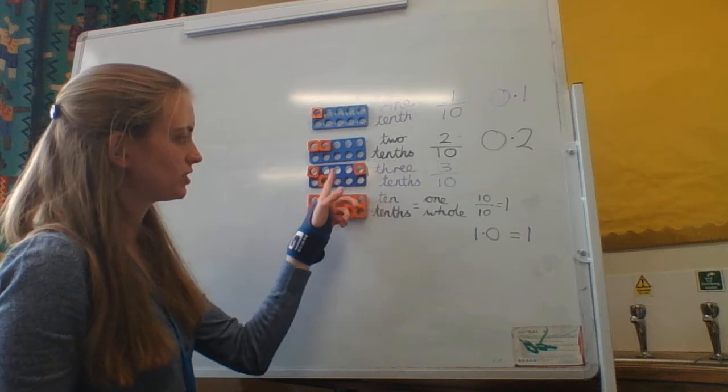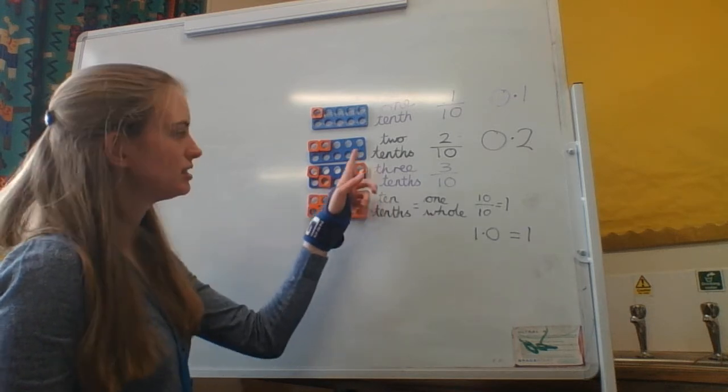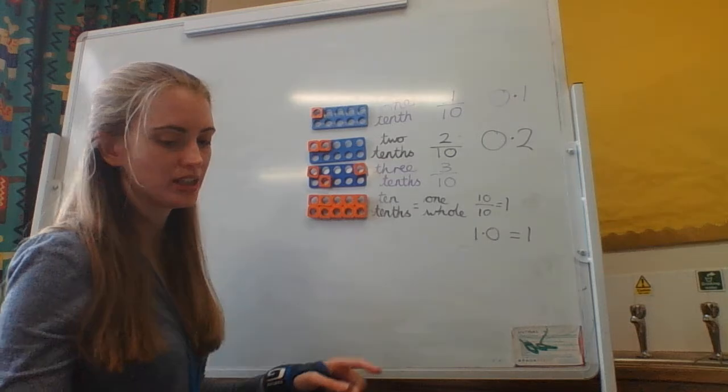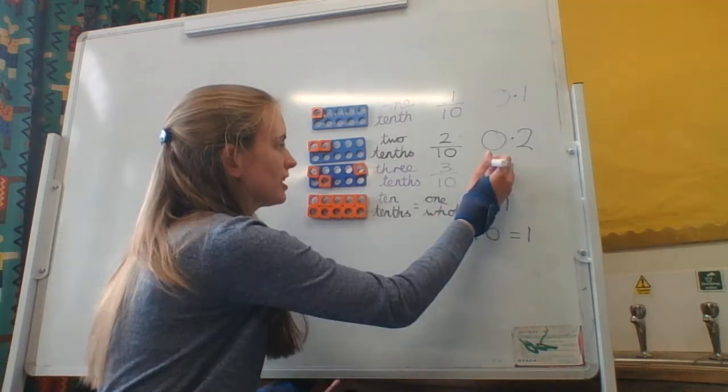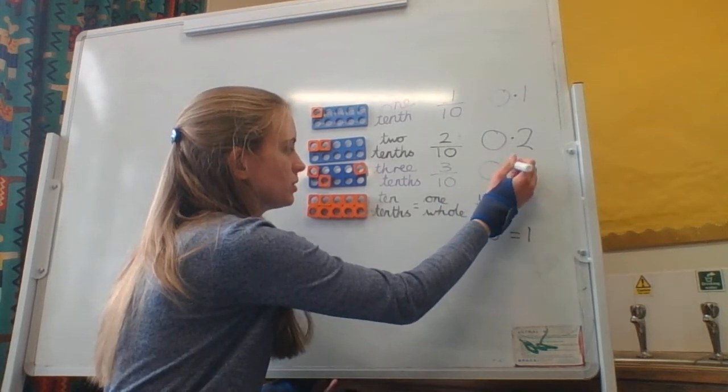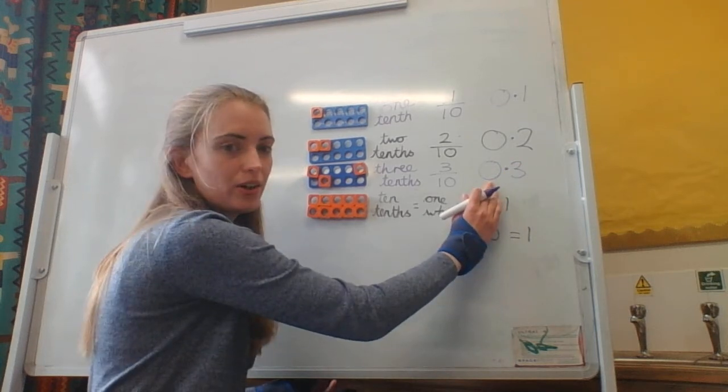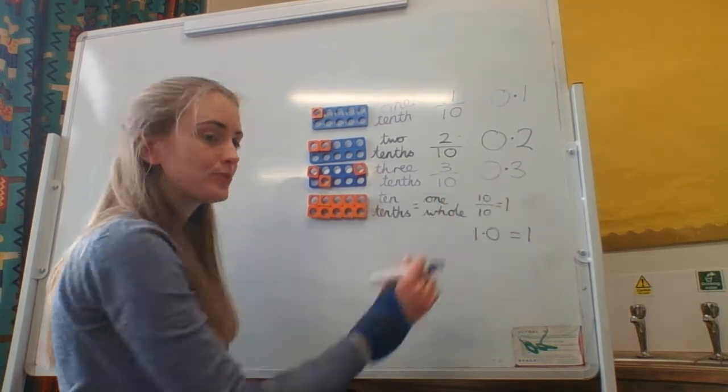3 tenths, 1, 2, 3 out of the 10 pieces. 3 tenths, and I can also write that as 0.3. 0 wholes and 3 tenths.